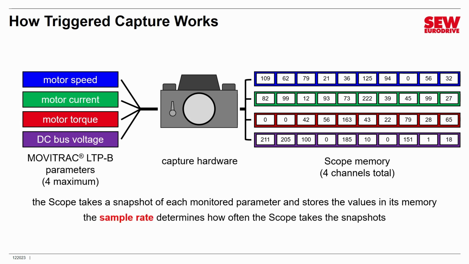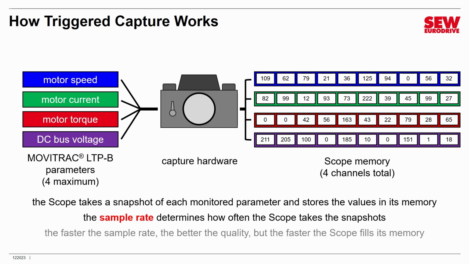Now here's another important term, sample rate. This is how often it takes a picture. So the sample rate is adjustable. The capture hardware can take samples very close together, or it can take them at very wide intervals. The faster the sample rate, the better the quality of the trace, but because the scope's memory is not very big, the faster it fills its memory. And once the memory's full, you're done.